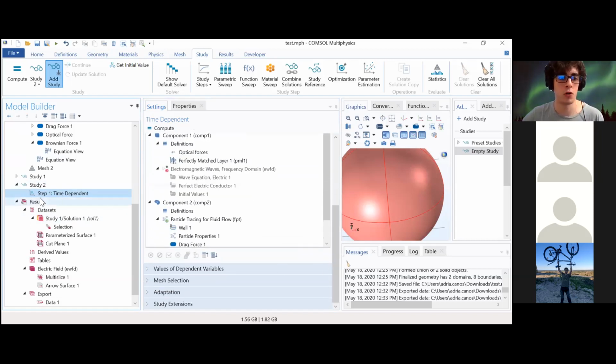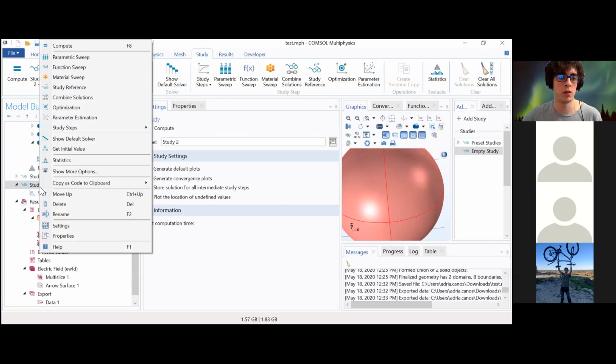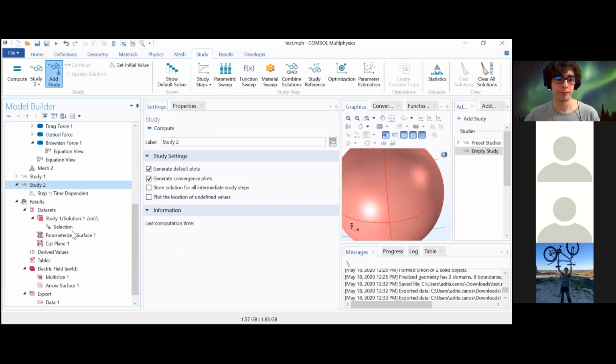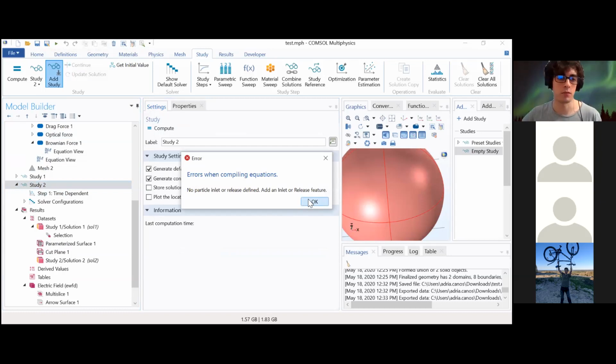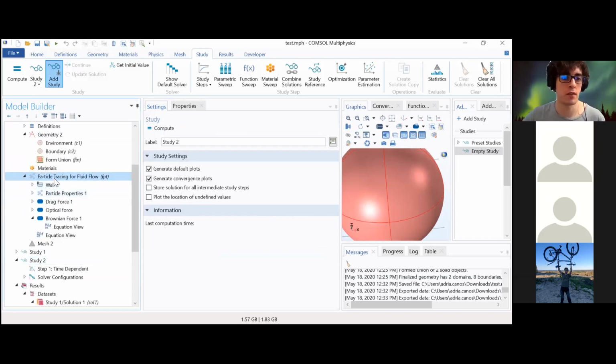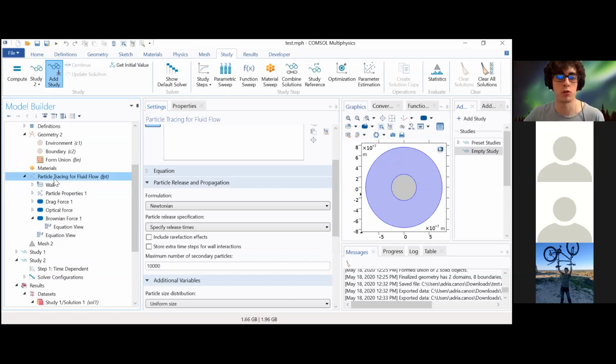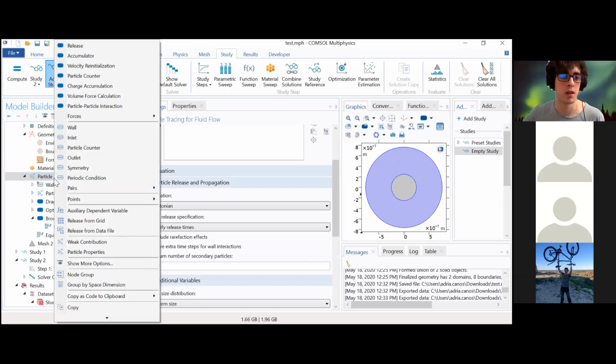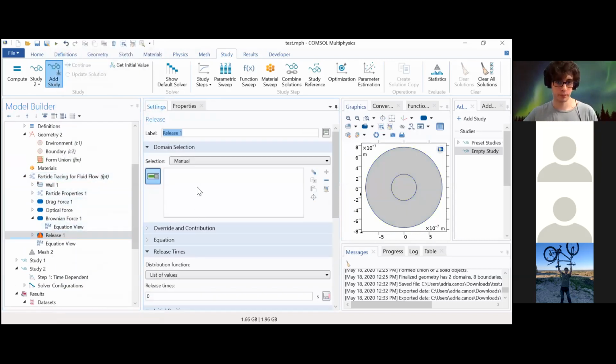So yes, before doing anything else, I will show the default solver. Of course, before that, in the particle tracing, we also need to define the positions of the initial particles. Where are we going to place them? So here I will just add a particle release node, and then I will just select my domain.